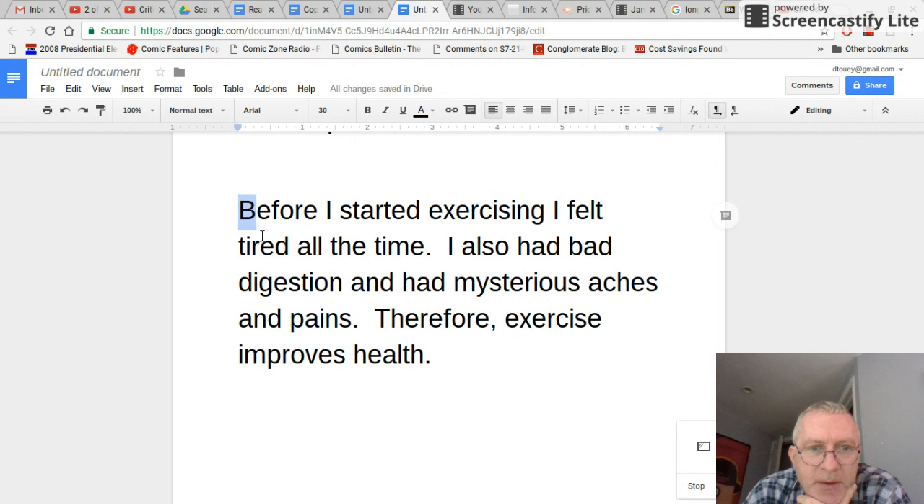And here are our premises: that before I started exercising, I felt tired all the time. And the premise also, the implication being, that before I started exercising, I also had bad digestion and mysterious aches and pains. So we have really three premises if we're going to write them out. And we'll begin to do that. We'll begin to put arguments in standard form.